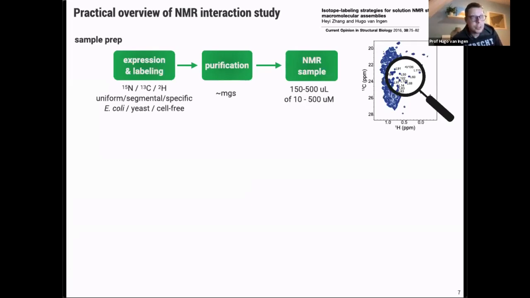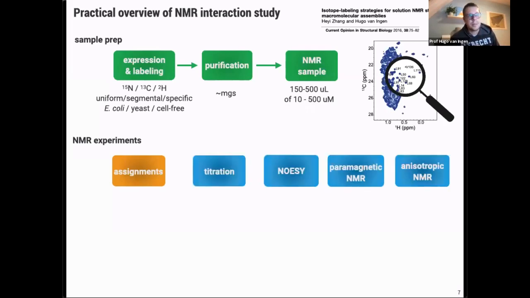Now, in order to use such a spectrum, you need to know for every signal to what atom in the molecule it corresponds. So that's called the assignments. Sometimes this has already been done, and you can simply download it from the web. But in other cases, you will have to perform dedicated experiments to obtain these assignments. And once these things are in place, then you can perform the interaction studies.